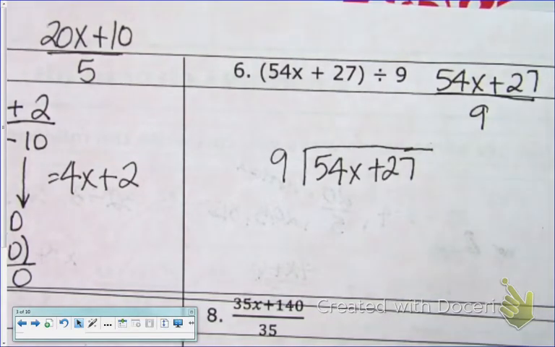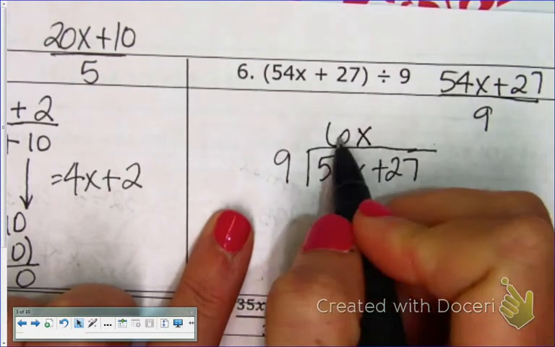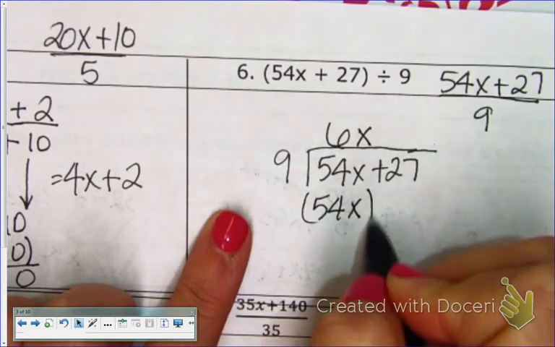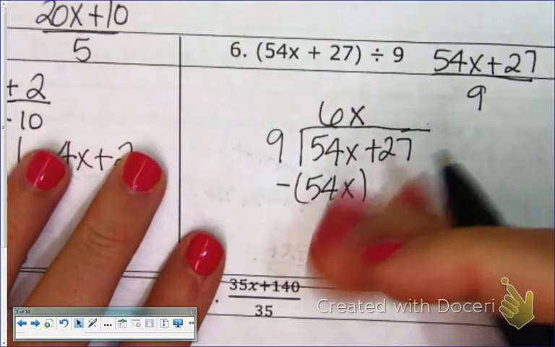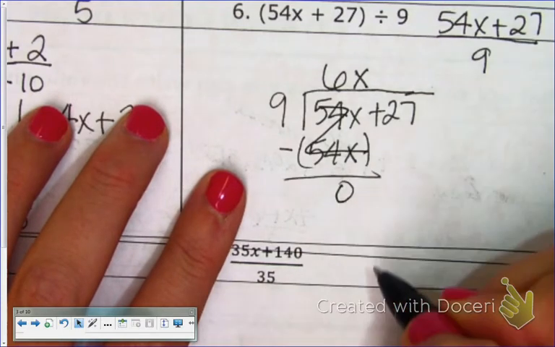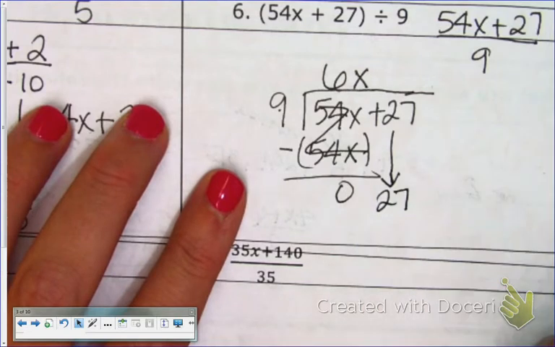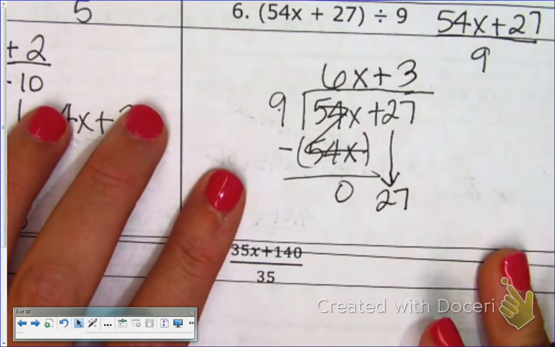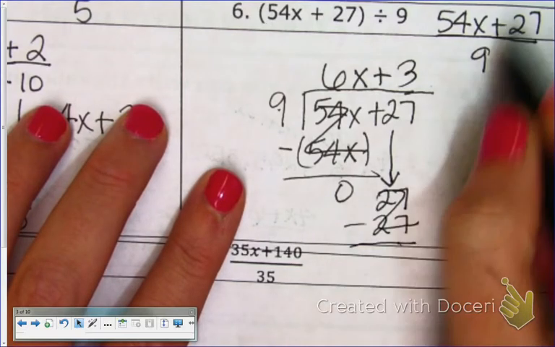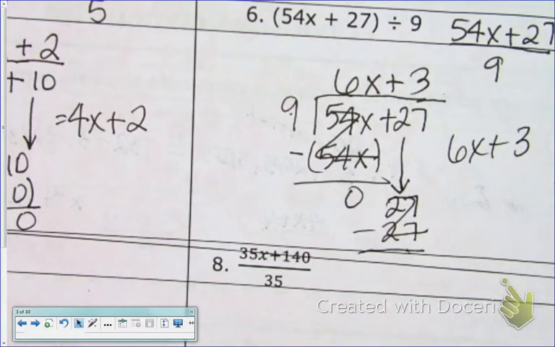Okay, so you guys told me that it takes 6x. We plug this guy over here, so we have 54x. The reason why I'm asking you to show all of your work in this is because it's going to get more complicated. So this does become 0. We bring down our 27. So 9 times what will give me 27? 3. So we have our 27. We subtract to become 0. 6x plus 3. Okay, see if you guys can figure out number 7 and 8.